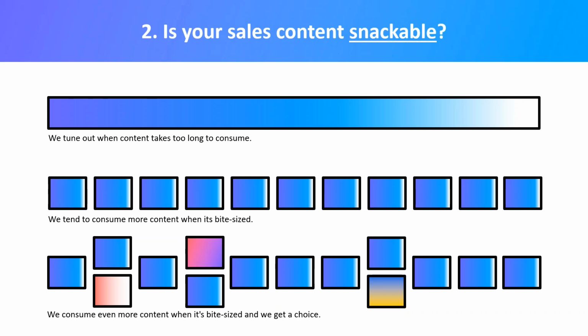But what we found is that if you introduce an element of choice in content consumption, people will consume even more because they are choosing their destiny when it comes to what content they're picking. And so this third line over here, making content both snackable but giving people a choice as to what snack they would like to consume, is possibly the best way you can get people to consume all of your content without tuning out. So remember to ask yourself, is your sales content snackable, next time you're putting sales content together?